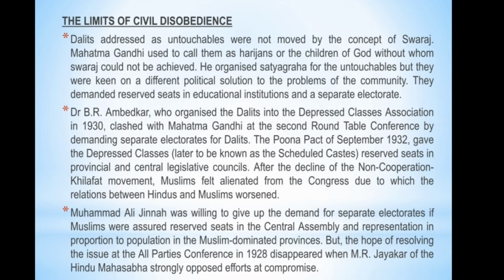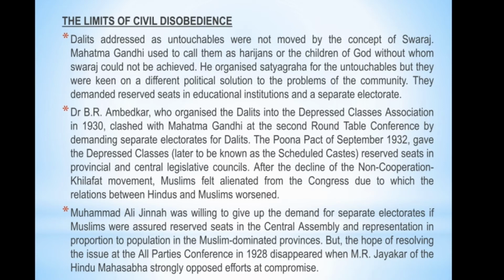There was also a clash between B.R. Ambedkar and Gandhiji in terms of separate electorates. Dr. B.R. Ambedkar, who organized the Dalits into the Depressed Classes Association in 1930, clashed with Mahatma Gandhi at the Second Round Table Conference by demanding separate electorates for Dalits, which led to the famous Pune Pact. The Pune Pact of September 1932 gave the depressed classes reserved seats in the provincial and central legislative councils.